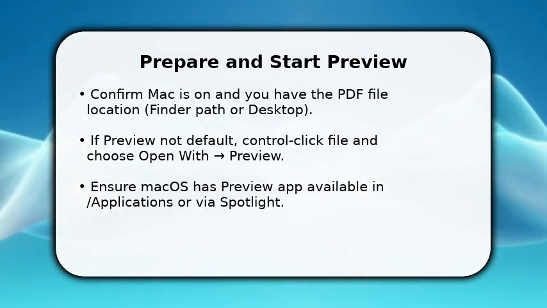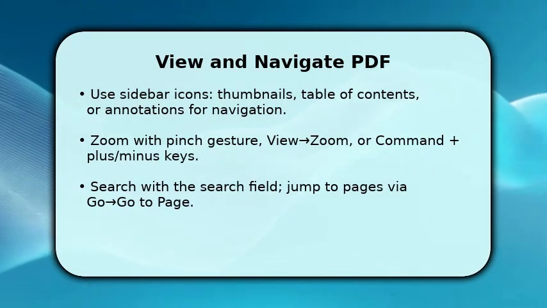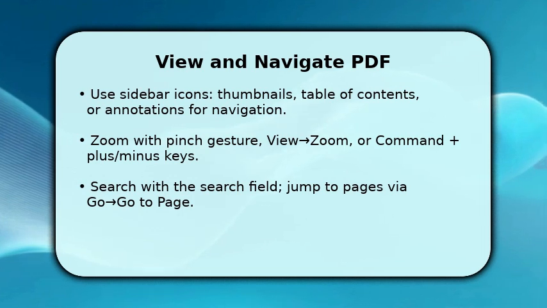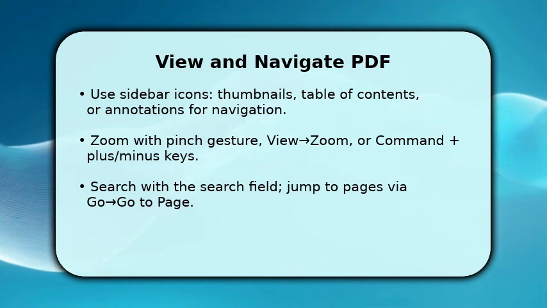Now that the PDF is open in Preview, focus on navigation and tools. Use the sidebar to switch between thumbnails, table of contents, or annotations so you can jump to the right spot quickly. Zoom using a two-finger pinch on the trackpad, the View menu, or Command plus and minus. This helps you read fine print.